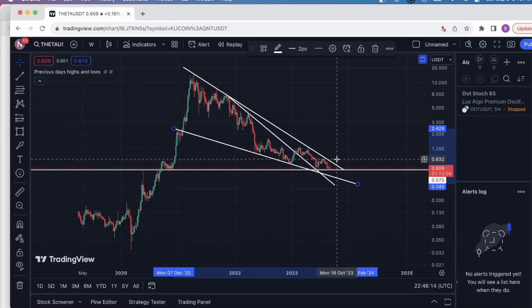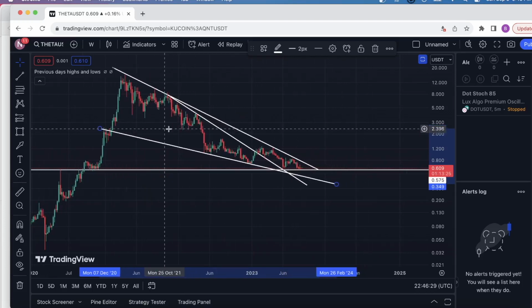Hey guys, so I just finished recording a new analysis video for Theta, but as I was editing it, I saw something on the chart that I didn't see the first time I was going through it. So I'm just making this video to point out that we are still in a larger falling wedge.